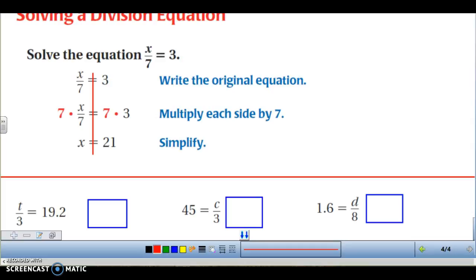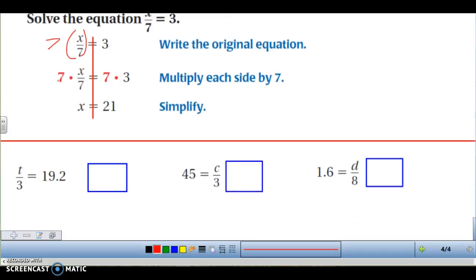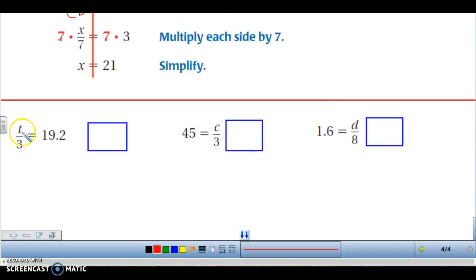Now, same thing goes with division. You notice that before it was a number times x. Here it's just the opposite. So we multiply each side times 7 as it's shown here. But what you do to the left, you must do to the right. Let's do a problem down below. Okay, t divided by 3 is 19.2. So to find out what the solution is, we multiply it by 3. What you do to the left, you must do to the right.